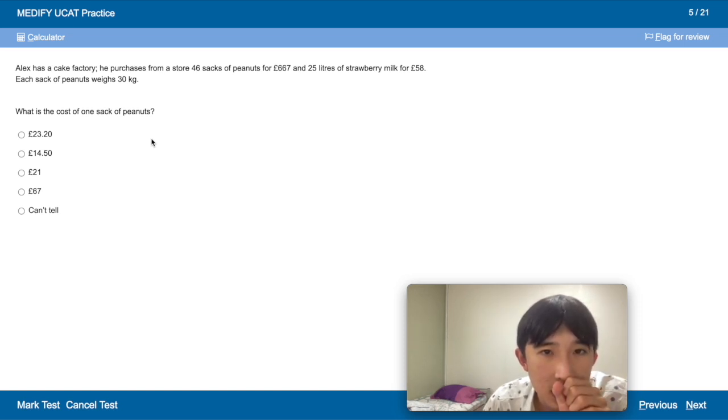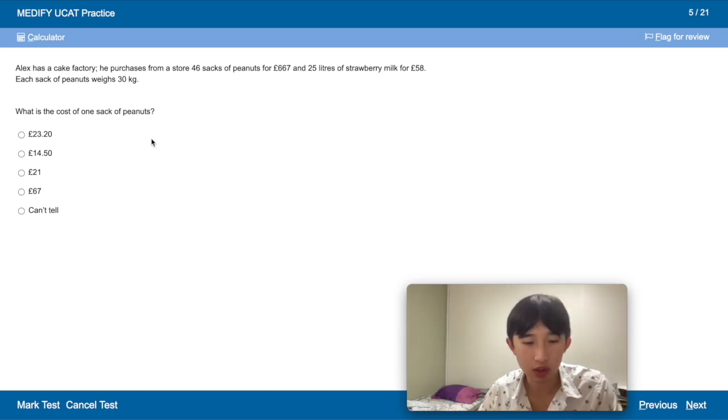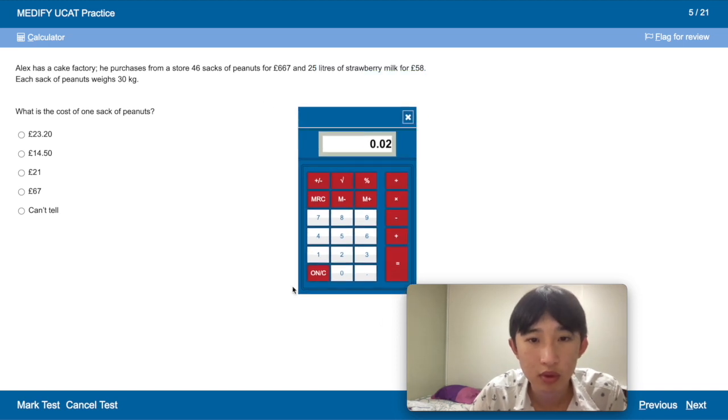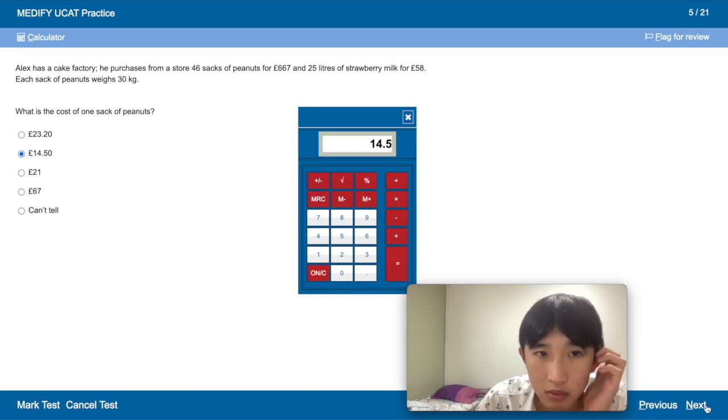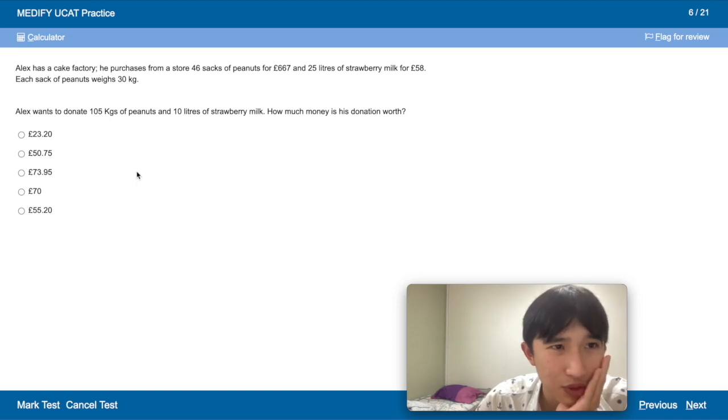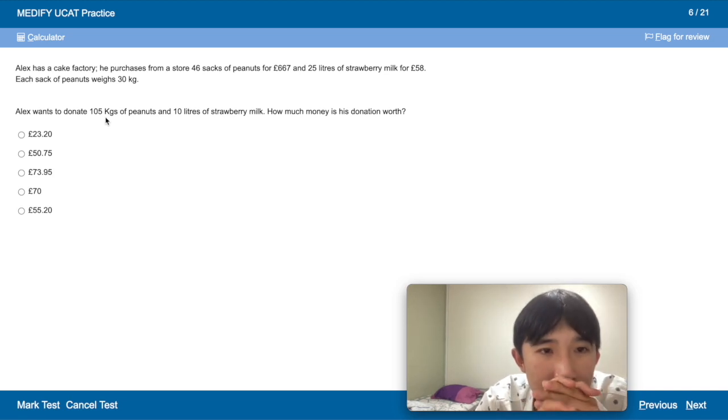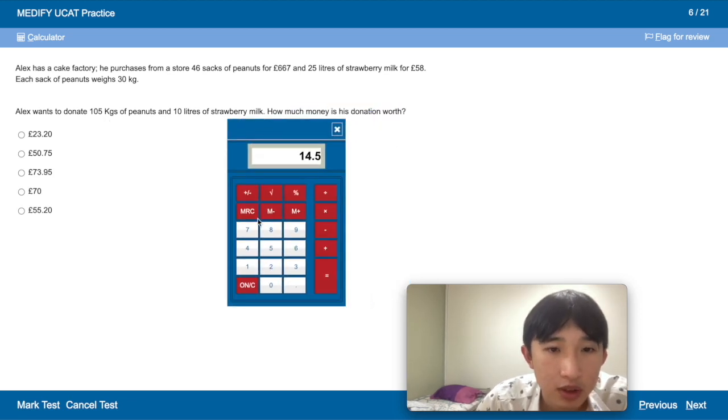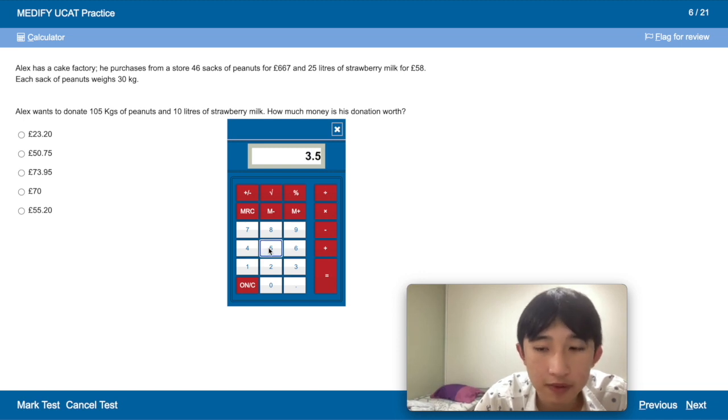It's the cost of 1 sack of peanuts. So that will be... because my mental math, I don't use a stupid calculator. So we got, what is it, 14.5, right? So 14.5 times by 105, 14.5, divided by 30, 30.5. That's 14.5, that's the cost of that.